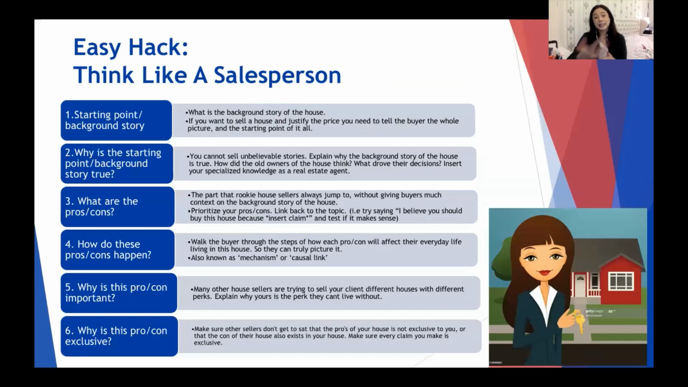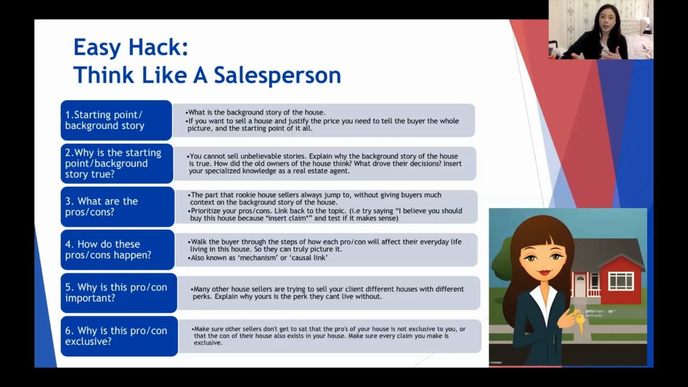I think an easy hack to remember how to go through these steps is to think like a salesperson, right? The reason why I say this is because if we go along with the parallel earlier on, argument construction or argument development is very much like building a house, in terms of needing to make sure that your foundation and your links are all very solid. Another way to think about it is also, once you have that house, how do you sell it to a judge? Like, how do you sell it to a buyer, right?